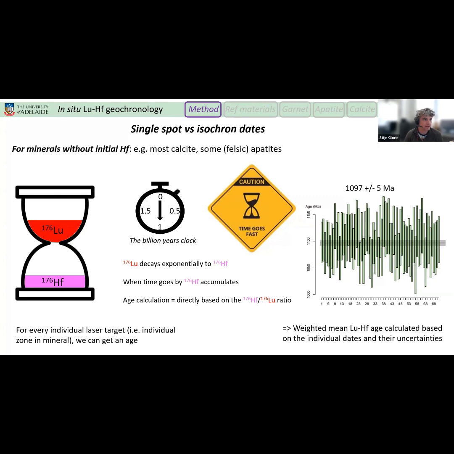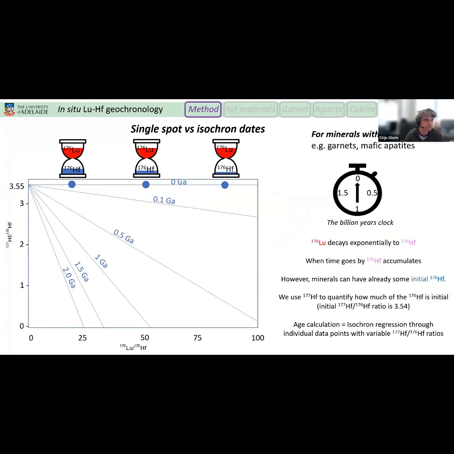That's obviously the ideal case, but there are other systems, particularly most garnets and apatites in mafic rocks, that don't have zircons crystallizing with them, for example. They already take hafnium before the clock starts ticking. So they have initial hafnium already inside the crystal lattice. So what we do here then is we use an isochron regression to calculate the age, because every single crystal will have a variable amount of initial hafnium inside it.